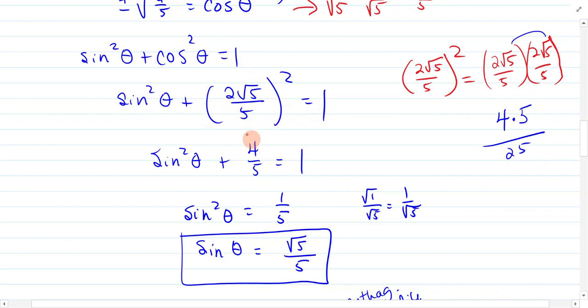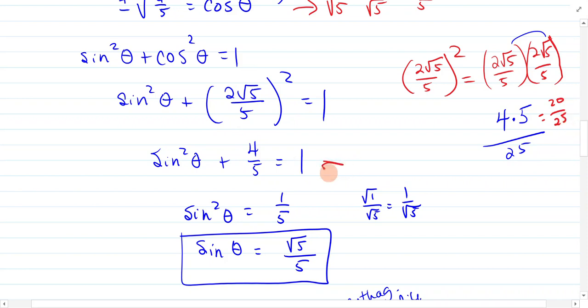When you square this, you're multiplying it by itself. So you have 2 times 2 is 4. Square root of 5 times square root of 5 is 5. 5 times 5 is 25. So we end up with 20 over 25. That reduces to 4 over 5.